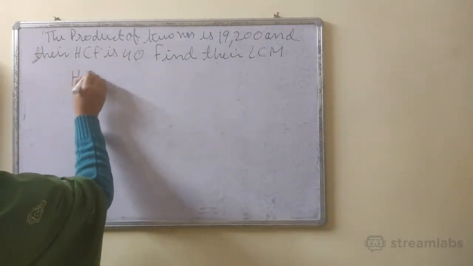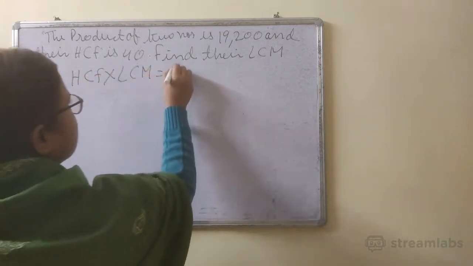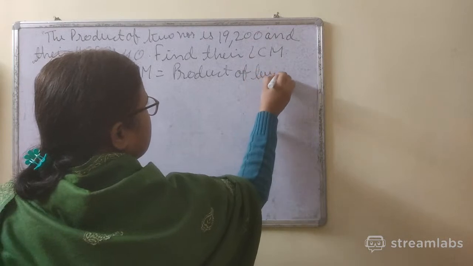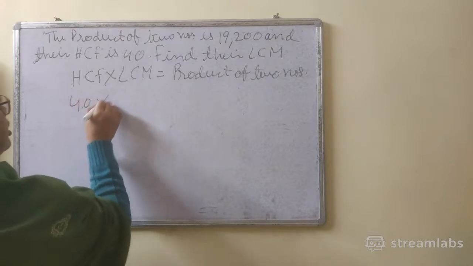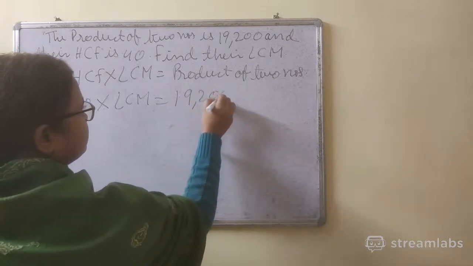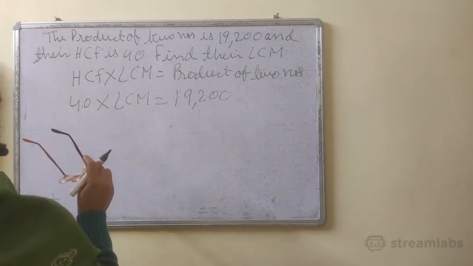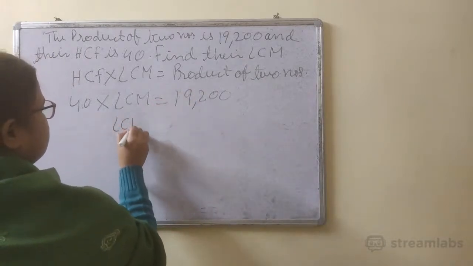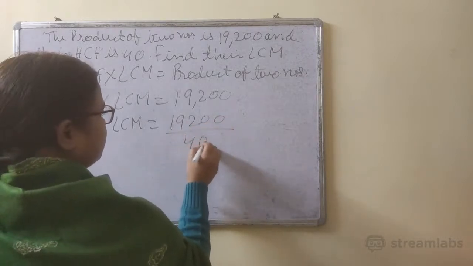HCF is given. So HCF into LCM is equal to what? Product of two numbers. So HCF is what here? 40. LCM, find out. Product is given: 19,200. Okay. So how will we find the LCM? LCM is equal to 19200 divided by what? 40.